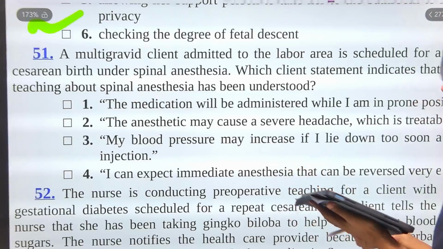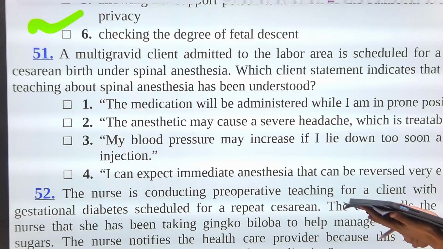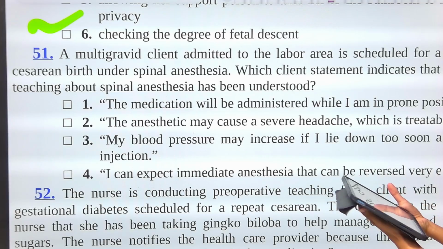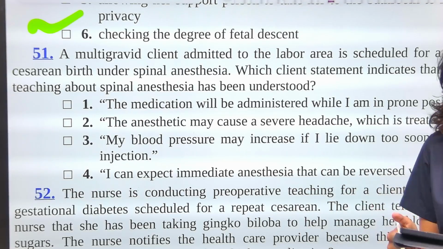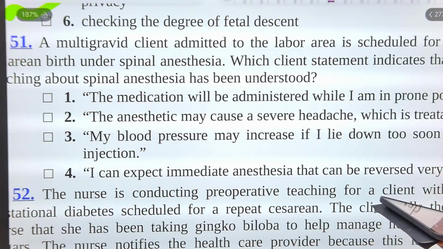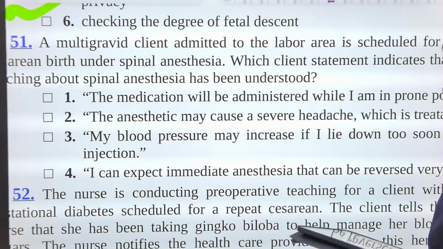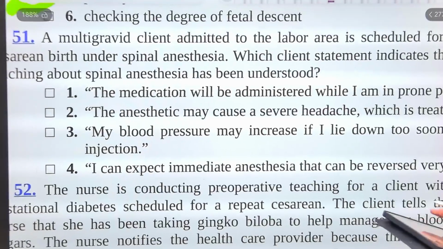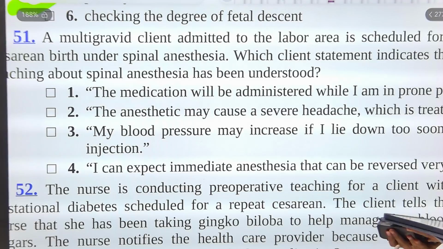A multi-gravid client admitted to the labor area is scheduled for a cesarean birth under spinal anesthesia. Which client statement indicates that teaching about the spinal anesthesia has been understood? So you have four options on the screen. What can be the right answer? Read all the options carefully and let me know the right one.